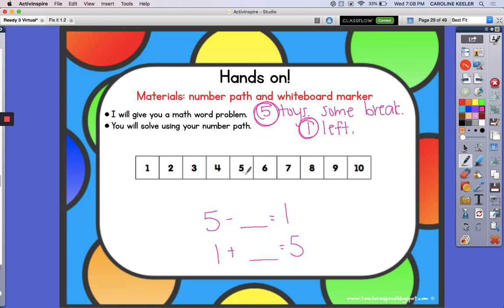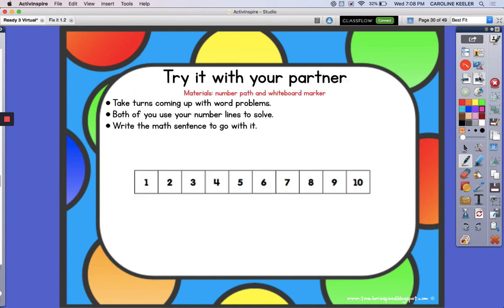Alright, if you've started it back up, let's check it. Here's 5. I'm going to jump back some until I get to 1. I had to jump 1, 2, 3, 4 places. Or I could start with 1 and I have to jump 1, 2, 3, 4 places to get up to 5. So guys, what we're doing is you're trying to make sense of this problem by turning them into number sentences. If you have somebody working with you today, let them give you some more to practice, and give them some more, let them try a little bit more, okay?